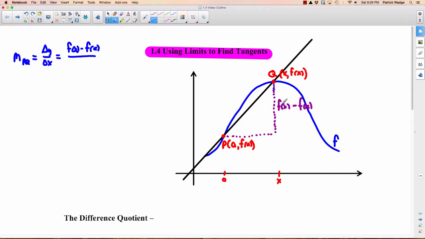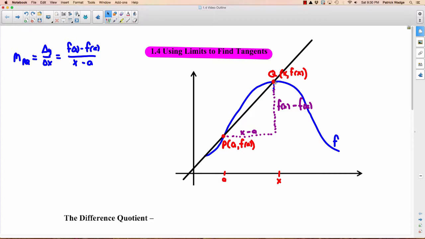Well, we did f of x minus f of a for the rise, so for the run, we're doing x minus a, x1 minus x2, or x2 minus x1, whatever. So x minus a. So that's how we would get the slope of this secant line. But the slope of this secant line isn't actually all that close to the slope we want. We want the slope of the tangent line.